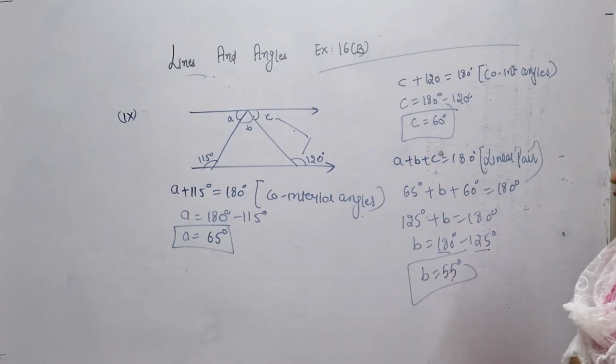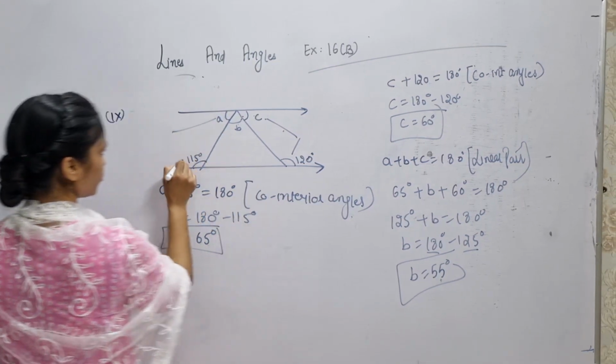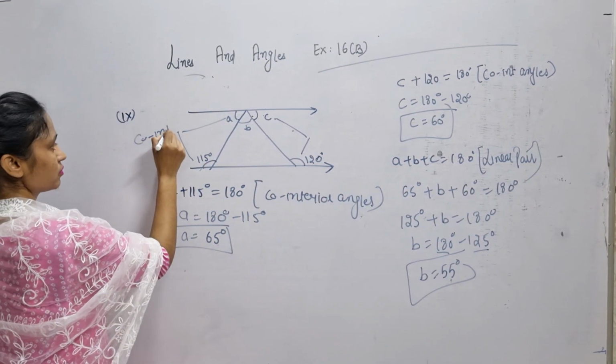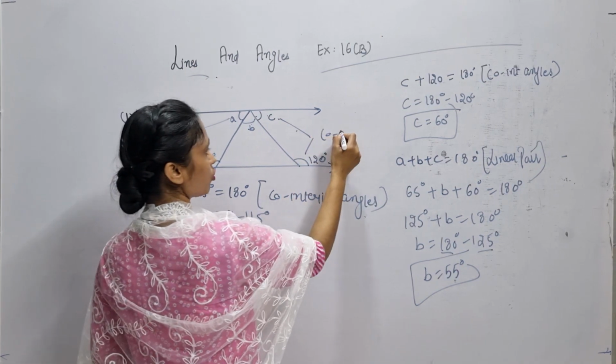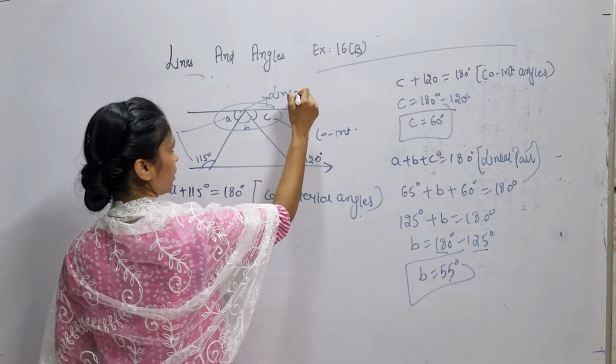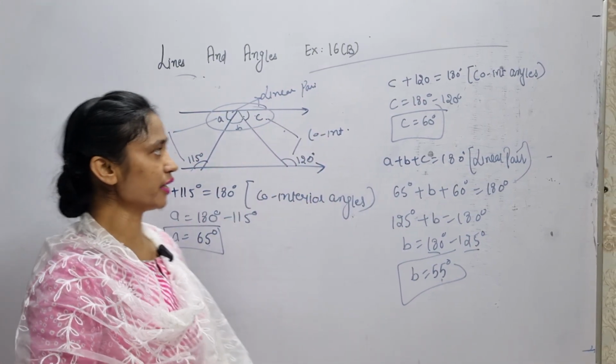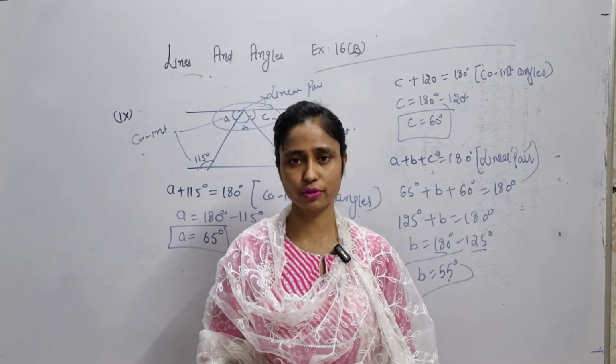Thus we have calculated all the three unknown angles A, B and C. Here also we have used the co-interior angle property, here also the co-interior angle property, and here we have used the linear pair property. Hope whatever I have explained to you today is clear to you.